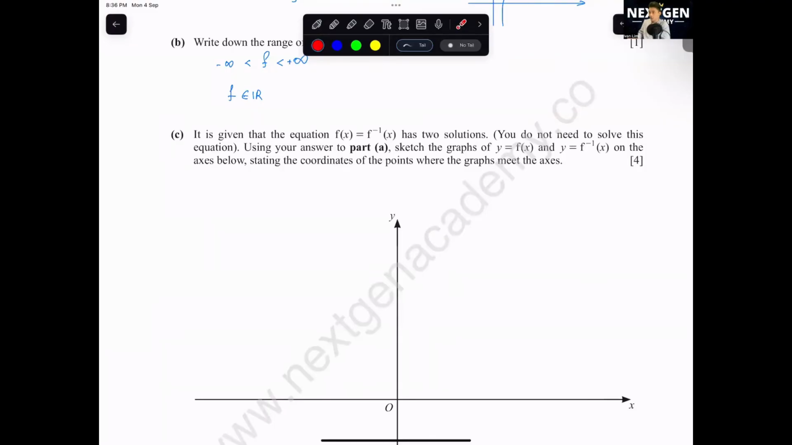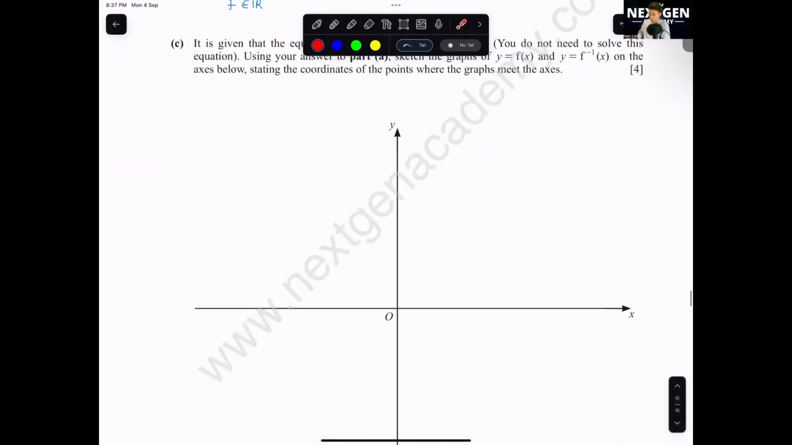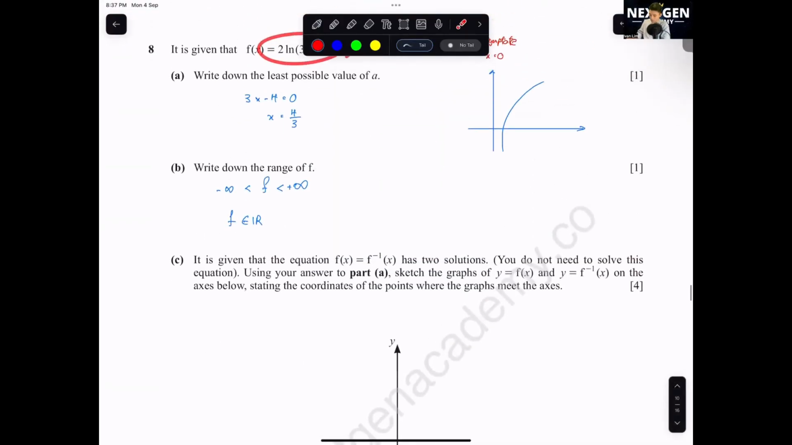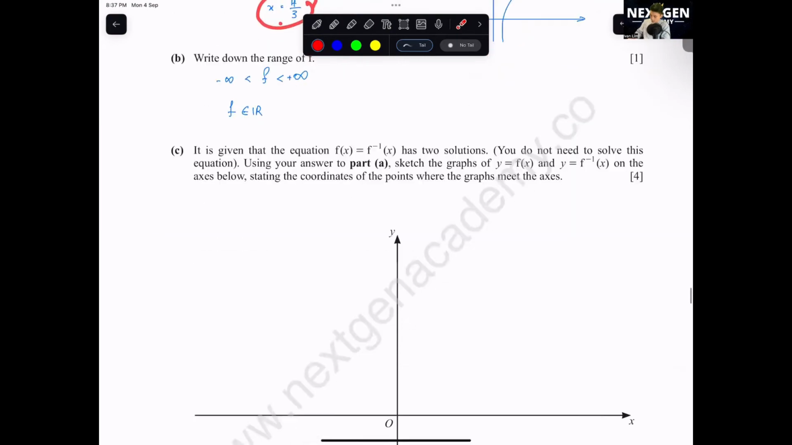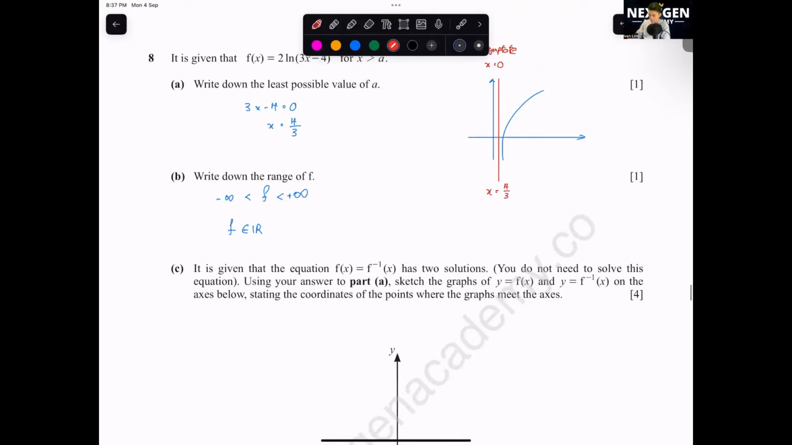Now, what can we draw first? We can draw 2 ln(3x minus 4) first. Why do they say use your answer to A? This is the asymptote. We have to understand that over here is the asymptote, x equals 4 over 3, for this graph specifically. So it is actually about the same as your original ln graph, still on the positive side. They never asked us to write the asymptote, so we don't need to draw it.